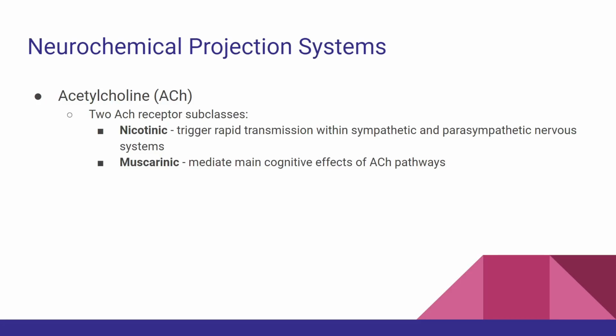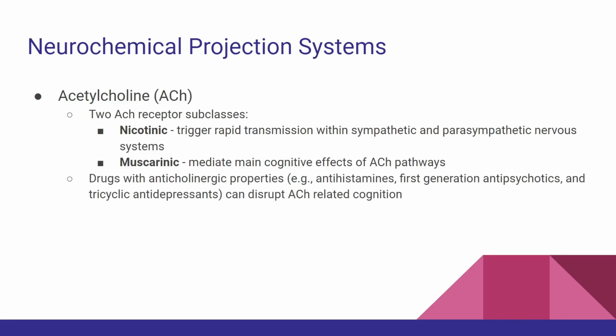It's based on muscarin, which is a compound that's often found in some deadly mushrooms, and it helps mediate some of the main cognitive effects found within these cholinergic pathways. There's a few drugs that have anticholinergic properties, which means they prevent the activity of acetylcholine within the brain, and these include antihistamines, first-generation antipsychotics, as well as tricyclic antidepressants. If you're disrupting these cholinergic pathways, that can impact the aspects of cognition that are associated with acetylcholine. So things like attention, memory, learning, those kinds of things.